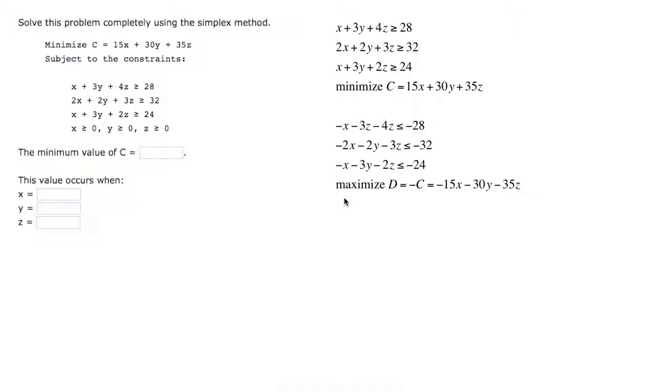To work our way toward the initial simplex tableau, we start by converting all the greater than or equal inequalities to less than or equal inequalities by multiplying each of those by -1. That's what's shown right here. We also change the minimization problem to a maximization problem by letting D represent -C, which would be -15x, -30y, -35z. And we're going to maximize D.